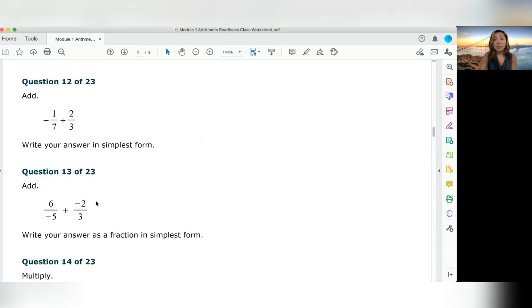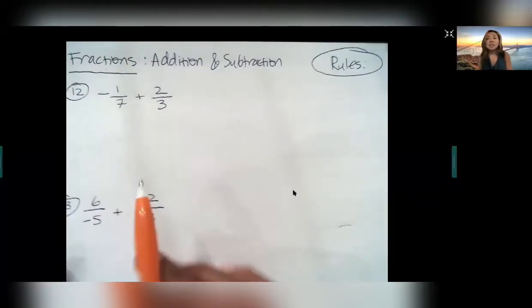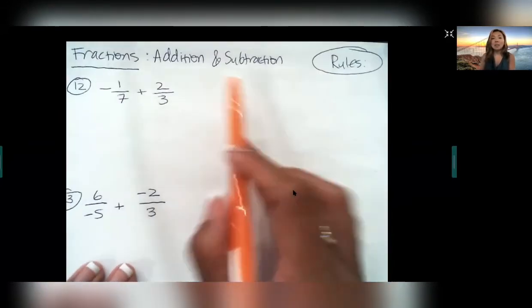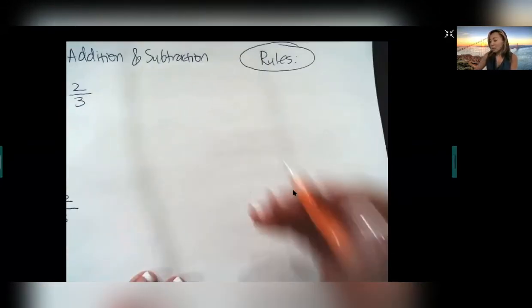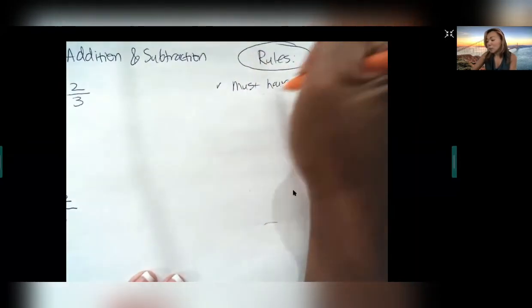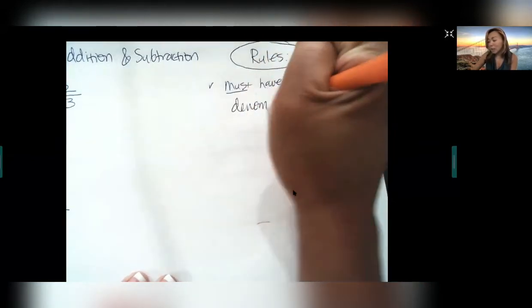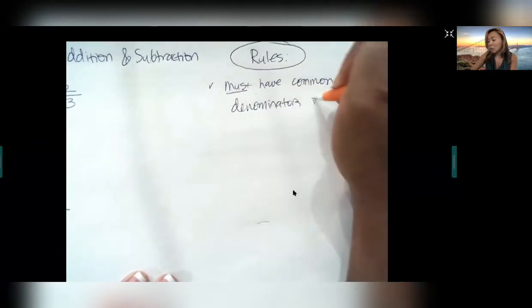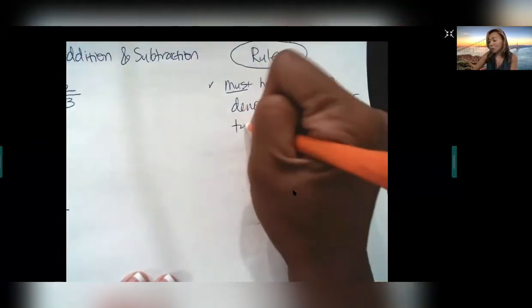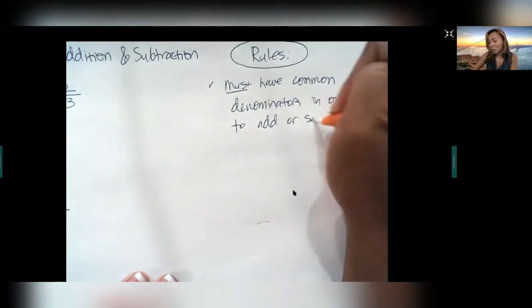Now we look at number 12 and 13. We see fractions, and we're either adding or subtracting them, and they have positive or negative components to them. First of all, let's talk about the rules of adding or subtracting fractions. The first thing is that we must have common denominators, or like denominators, in order to add or subtract the fractions.